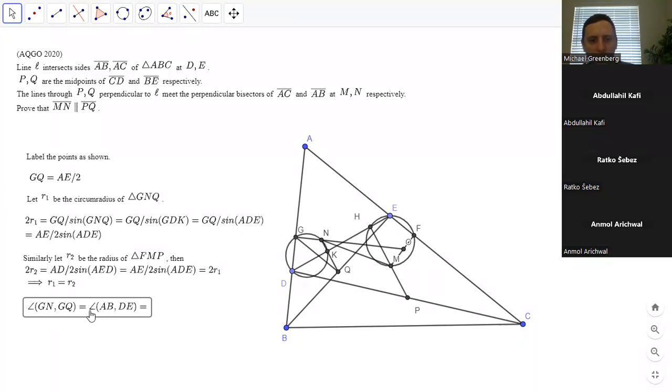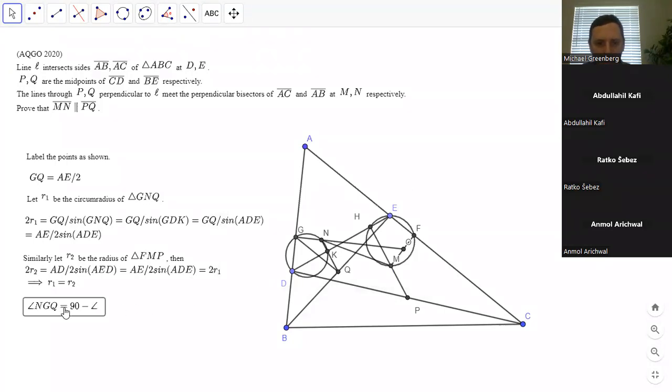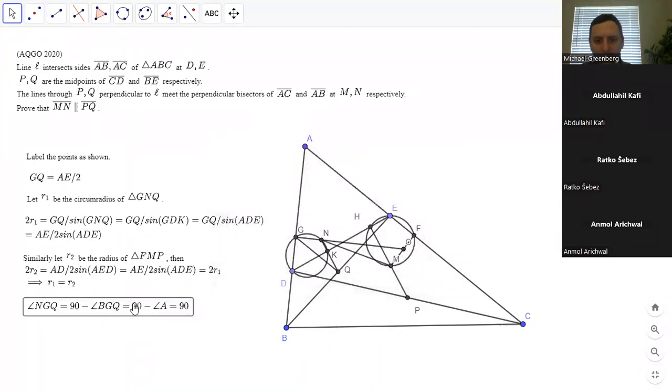This angle NGQ, BAC. BGN is 90 and BGQ is angle A since GQ is parallel to AE. Oh, so angle NGQ. Yeah, that's a much better way to do it. Angle NGQ is 90 minus angle BGQ, which is 90 minus angle A. That must be what Anmo was trying to say. Yeah, I missed it.